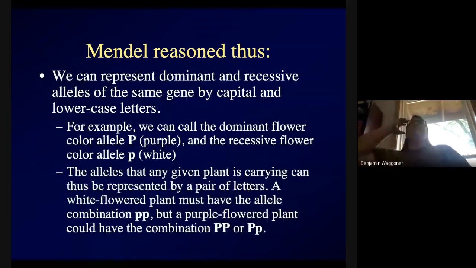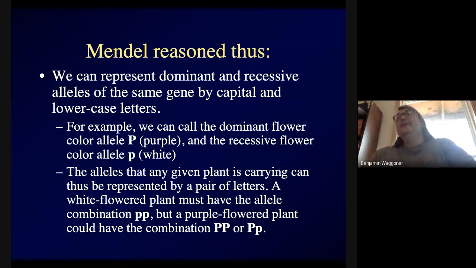And we can represent dominant and recessive alleles of the same gene by capital and lowercase forms of the same letter. The pros would actually do things a little bit differently. I'm not going to worry about that. This will do for what we need to do here. So we could represent a dominant flower color allele with a capital P, and the recessive flower color allele is represented by a lowercase p.